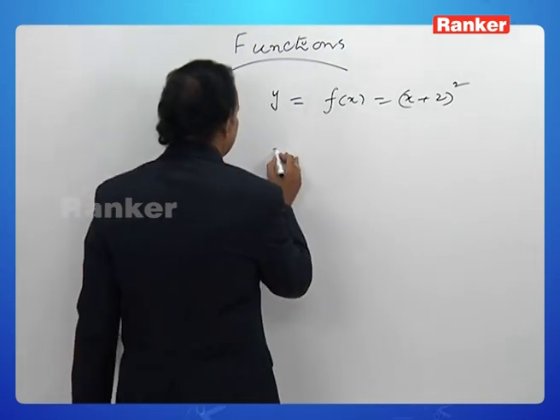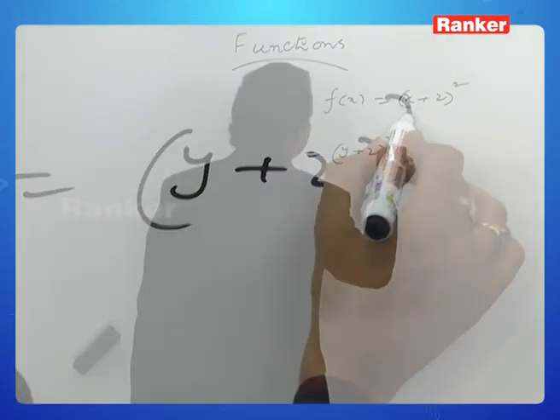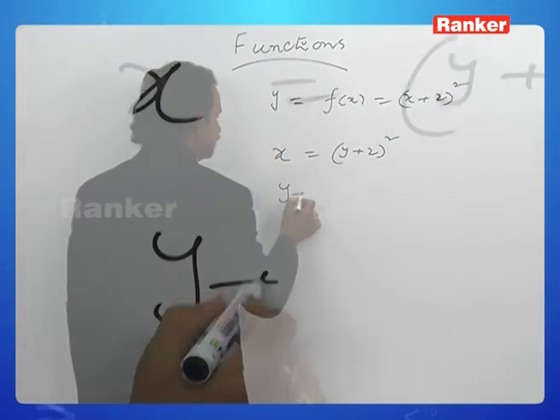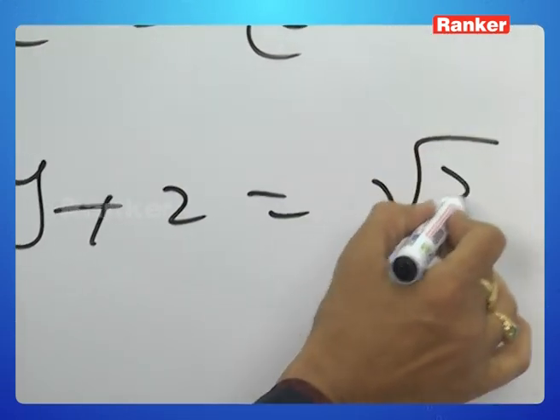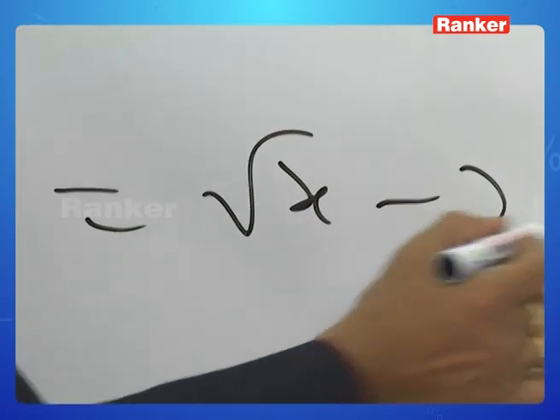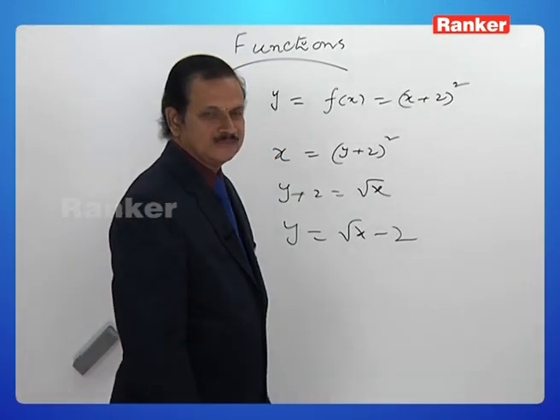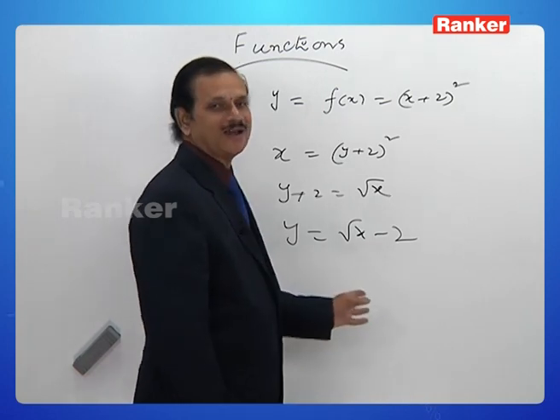Here, what are you going to get? x is equal to (y plus 2) whole square. Therefore, y plus 2 is equal to square root of x, and y is equal to square root of x minus 2. Let us examine whether this option is available or not.